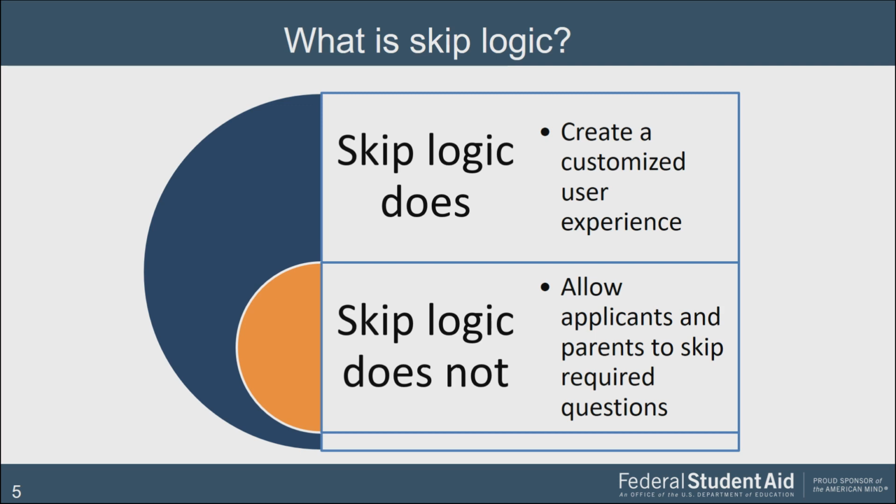So what doesn't skip logic do? The one thing it won't do is this: if there's a required field based on the data that the student's entering, they're not going to be allowed to skip it. We're going to show the applicant or the user that field, and we're going to require them to enter it in. So if we're using skip logic, it doesn't allow a user to actually create or submit an incomplete application.